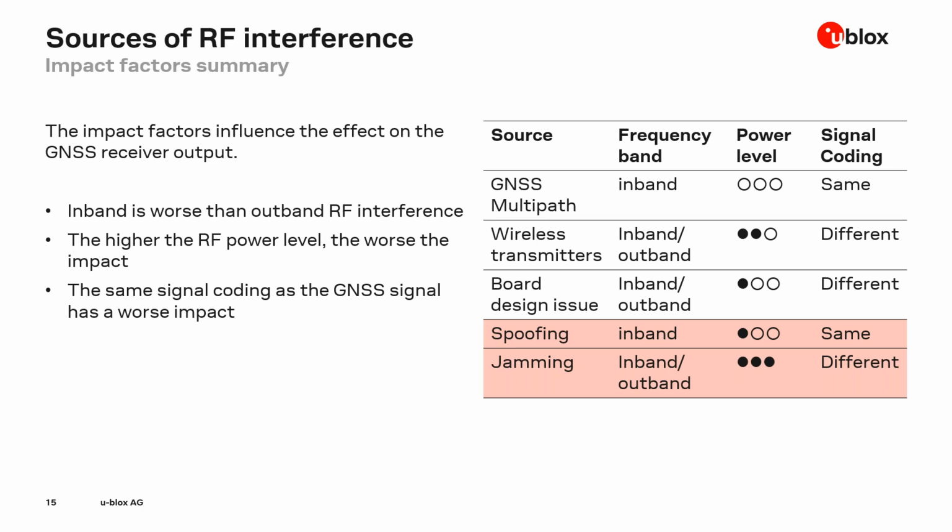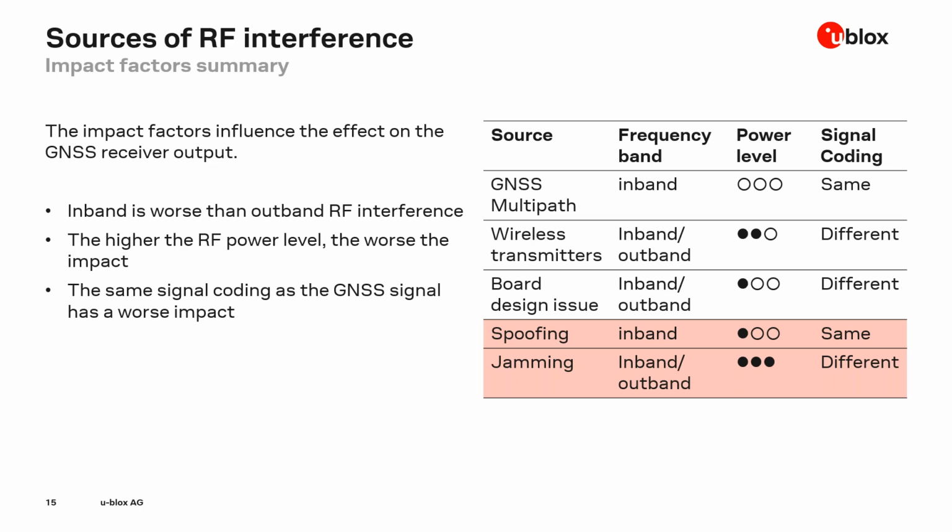And then the power level, if we talk about wireless transmitters, is reasonably high. The signal coding is different, so that's not a problem, but we see that already two of the three impact factors are given. And for the board design issue, it could be a similar setup. There usually the power level is lower. For the board design issue, we will also show later on a video where you see how to detect this kind of thing.